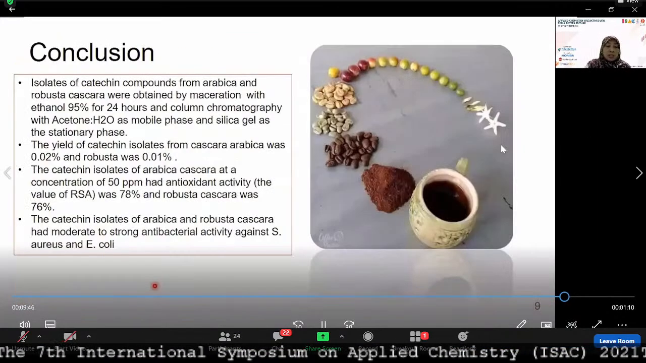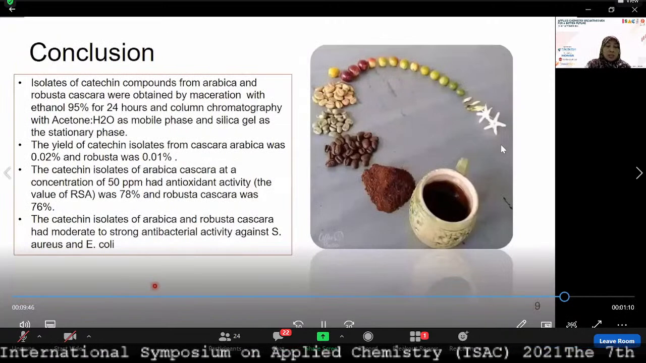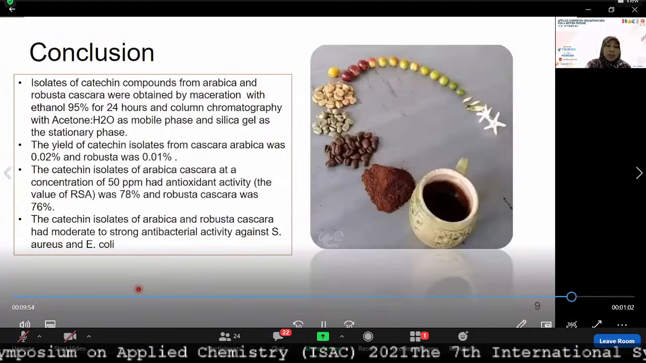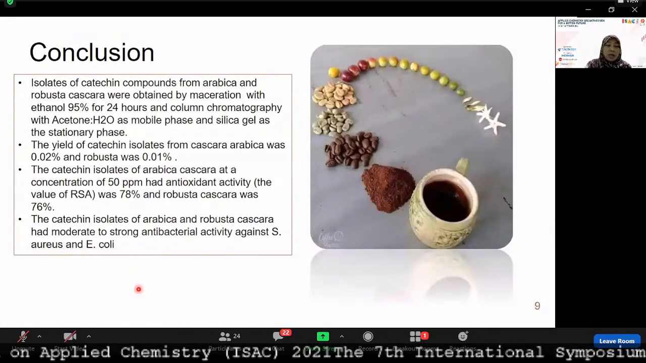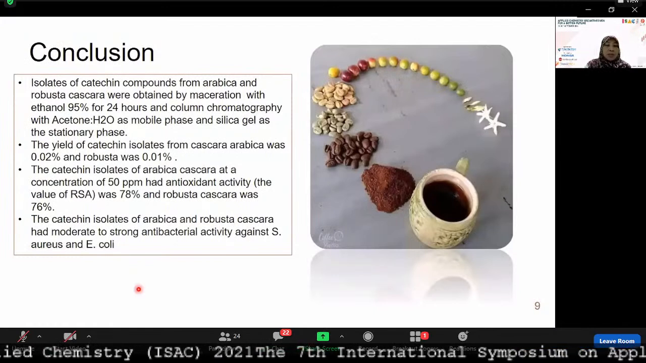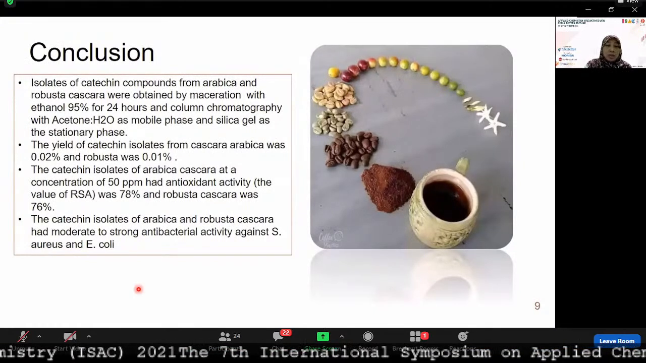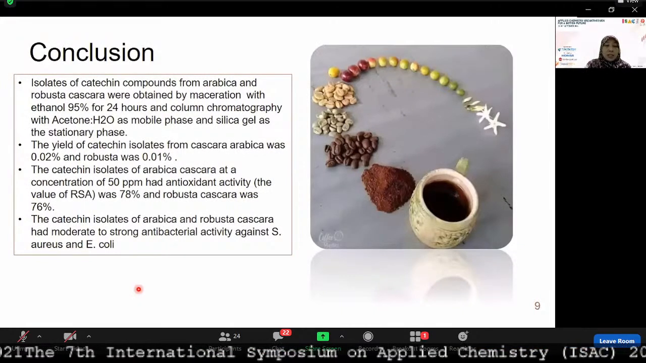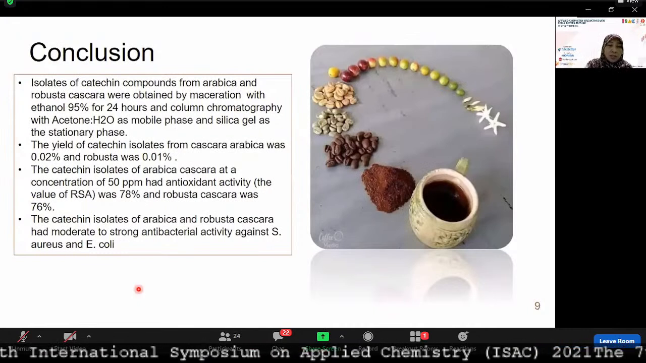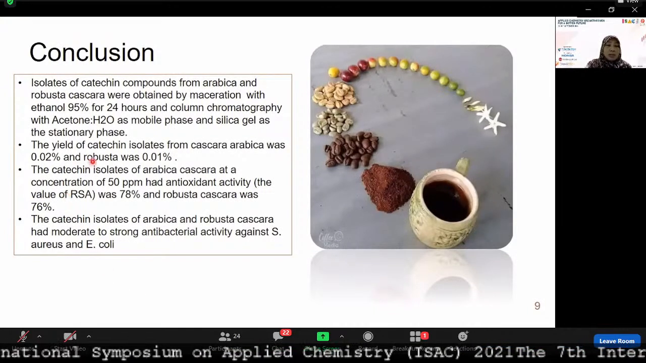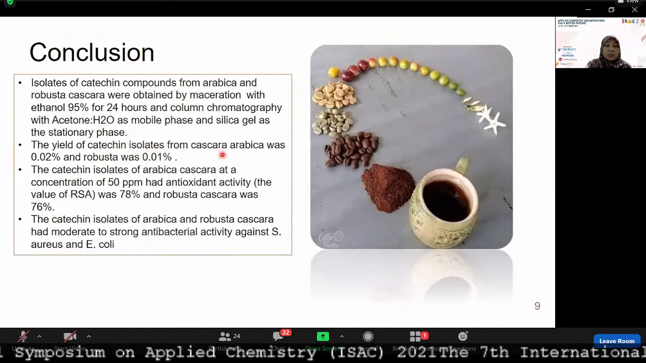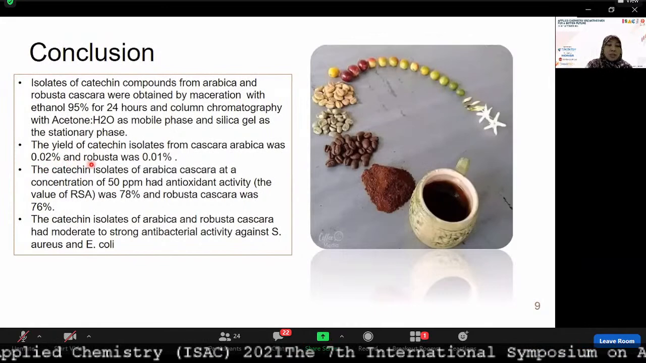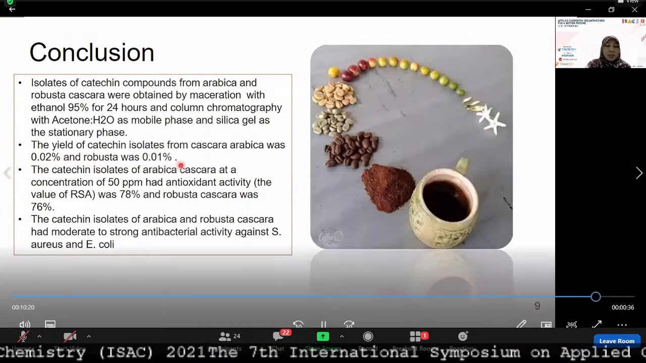For the conclusion, first, the catechin compound isolates from Arabica and Robusta cascara were obtained by maceration with 95% ethanol for 24 hours and column chromatography with acetone-water as the mobile phase and silica gel as the stationary phase. Second, the yield of catechin isolates from Arabica cascara was 0.02% and from Robusta was 0.01%.